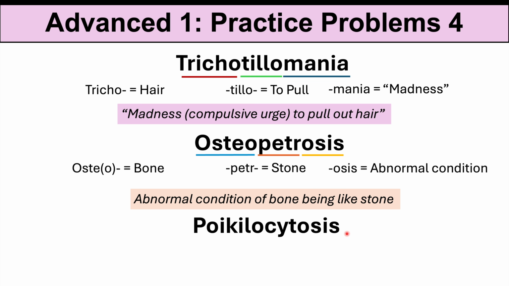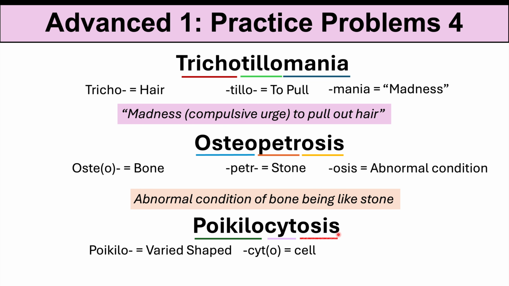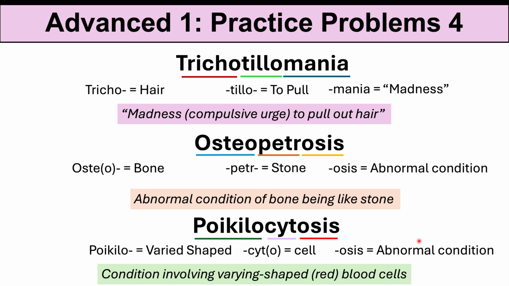And then another term we can look at is poikilocytosis. So what does this term mean? You can easily see certain parts of it that are easy, but what does poikilo refer to? Well, poikilo actually refers to something that's varied in shape. And that's going to make it easy to know what the rest of this term refers to. Cyte or cyto refers to, again, cell. And osis is, again, an abnormal condition. So poikilocytosis is a finding or quote-unquote a condition involving varying shaped and more specifically red blood cells. So that's what poikilocytosis means.